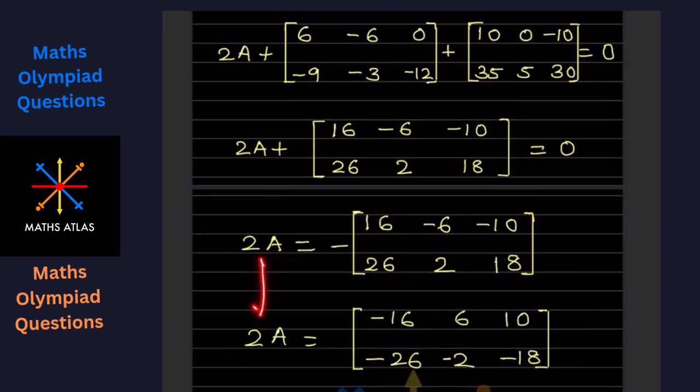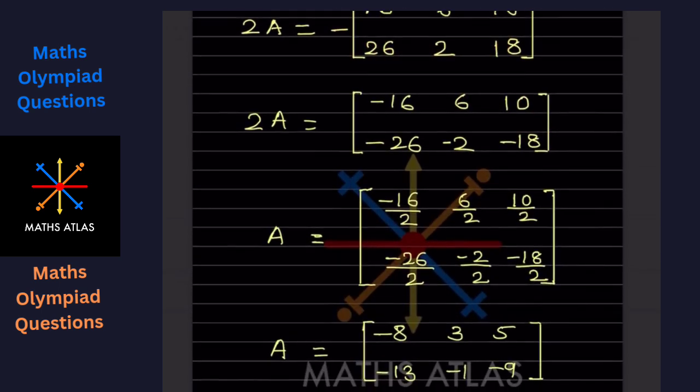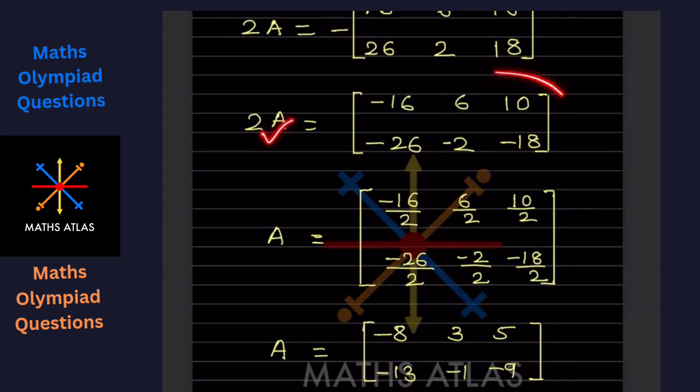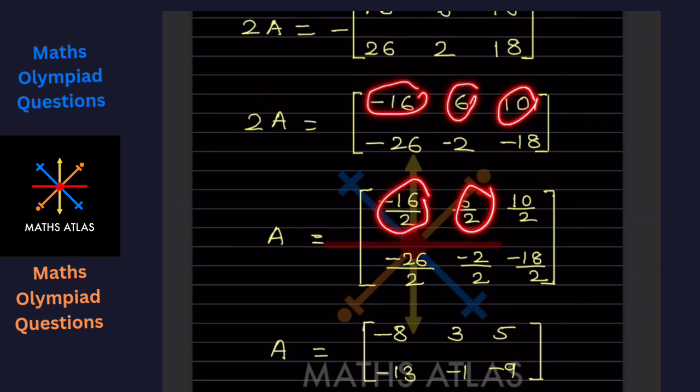Now see here 2A as it is, this negative 16, negative 16, negative 26, negative 26, negative negative positive 6, negative 2, negative negative becomes positive. So that is 10, negative 18. So that is done. So now 2a is this. So a is going to be what? You are going to, this is multiplication, so it is going to get divided, or we will divide by all these numbers.